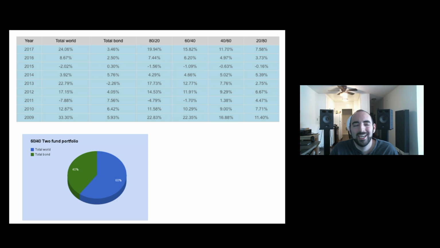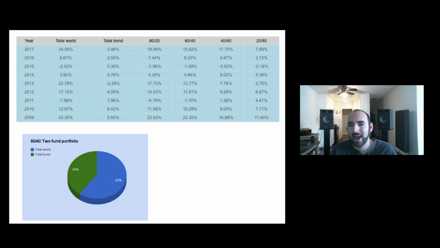All right, so now we're looking at the returns from the 2-fund portfolio for the past 9 years. As you can see, in year 2017, the world stock market went up by 24%, which is pretty crazy. The total bond market went up by 3.5%.